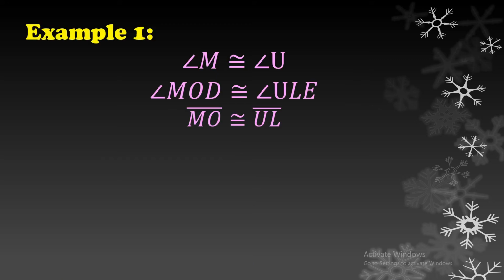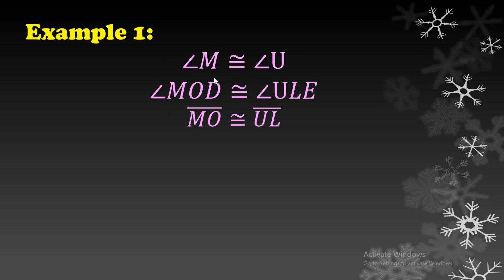Given these three corresponding parts of two triangles, can we prove that those triangles are congruent based on the ASA congruence postulate? Okay, let us see. So first, we have to determine if there are two pairs of congruent angles and one included side. So as you can see, there are two pairs of corresponding congruent angles and one side. Now let us see if the given side is the included side of the given angles.